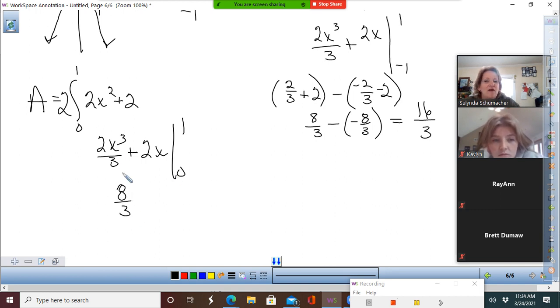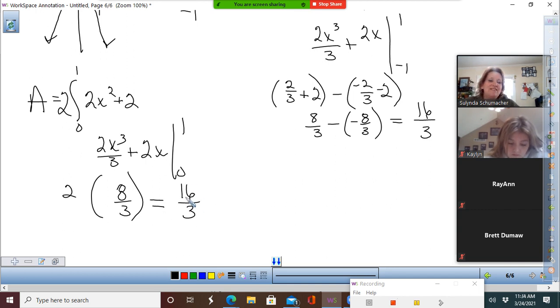But then when I plug in 0, everything disappears, right? So I really don't have to do the work of doing my 0, 1. And then I'm going to times this by 2, and look at that, we get 16/3. So if it's symmetrical, or the two sides are equal, you can just do half and times it by 2. Okay, I want you guys to realize that that's a possibility. And that's actually numbers 2, 5, and 6. All are symmetrical. You can do half of it if you want to. You don't have to. Right? But it is another way for some people.